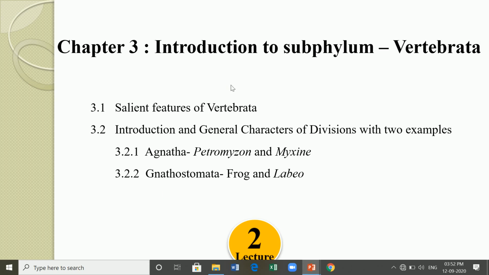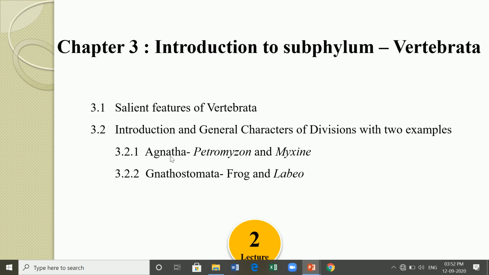And chapter number 3 is introduction to the subphylum Vertebrata. Now in this first topic we are going to learn the salient features of Vertebrata, and the introduction and general characters of the divisions. There are 2 divisions belonging to the Vertebrata subphylum. First one is Agnatha and second one is Gnathostomata.